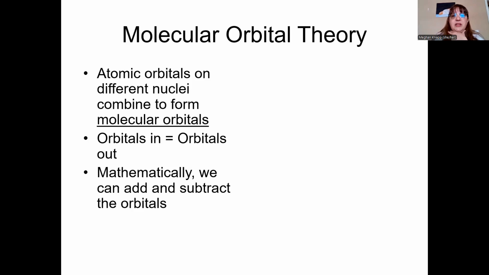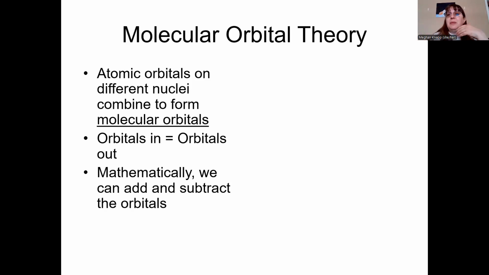And the way we do this, there's a lot of higher level math involved. We're not going to do the math part of this. So each orbital has a wave function, it has some expression that says this is where the orbital is. And so we can say, okay, expression for the first orbital plus expression for the second one. So we can add those together, or we can say expression for the first orbital minus the expression for the other. So we can subtract them.